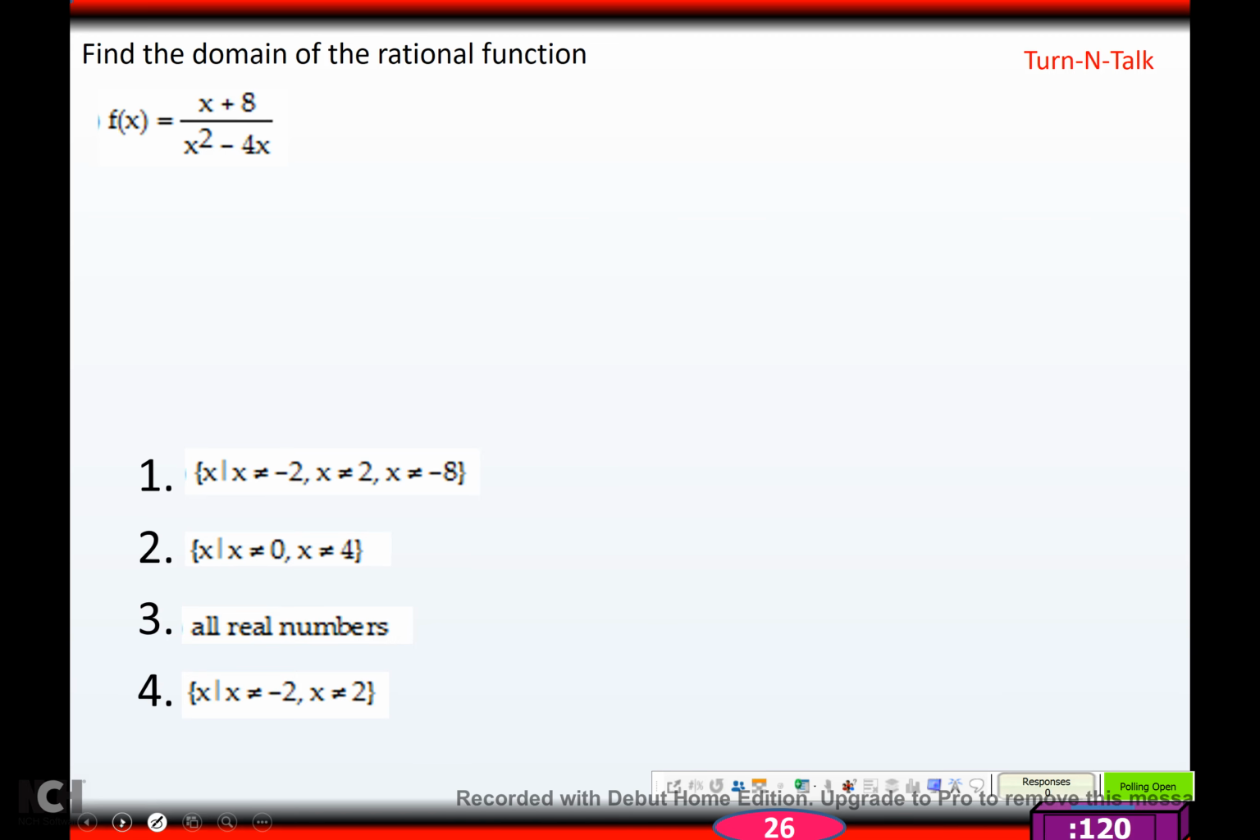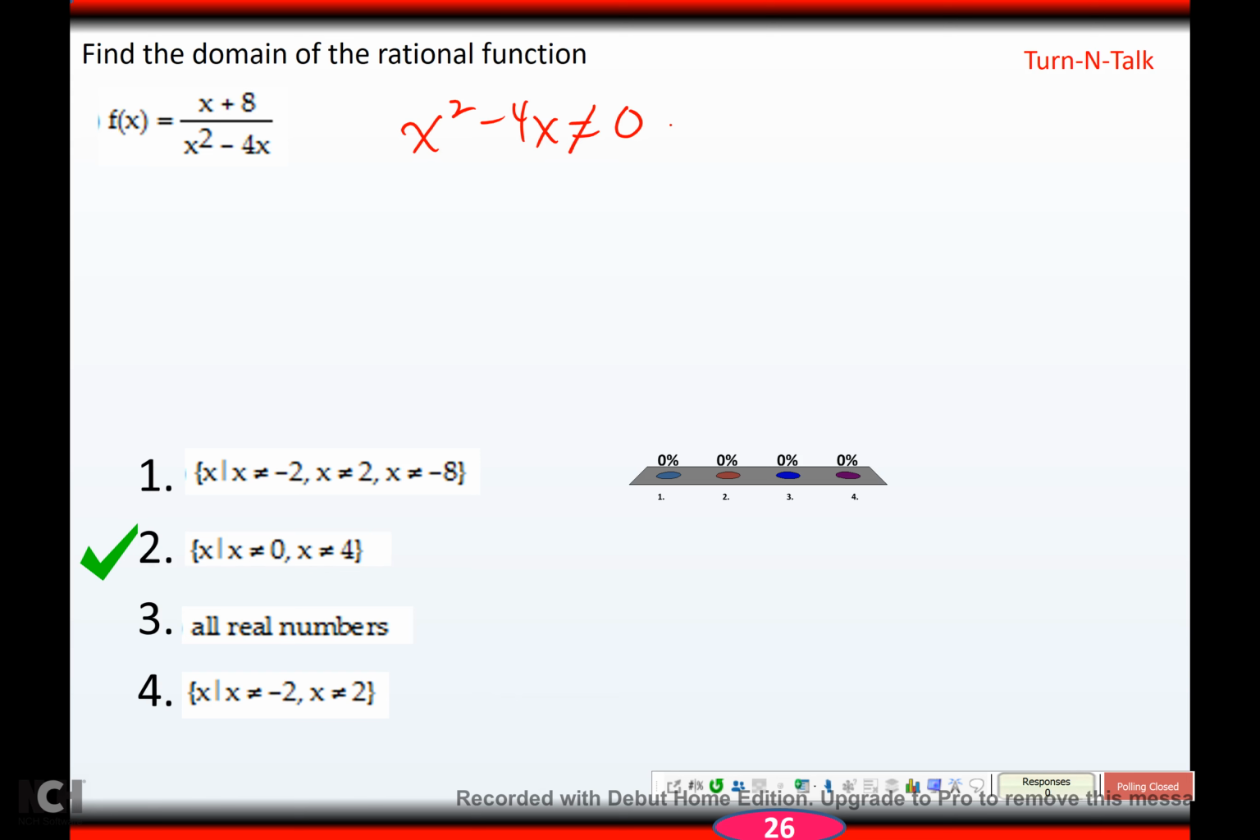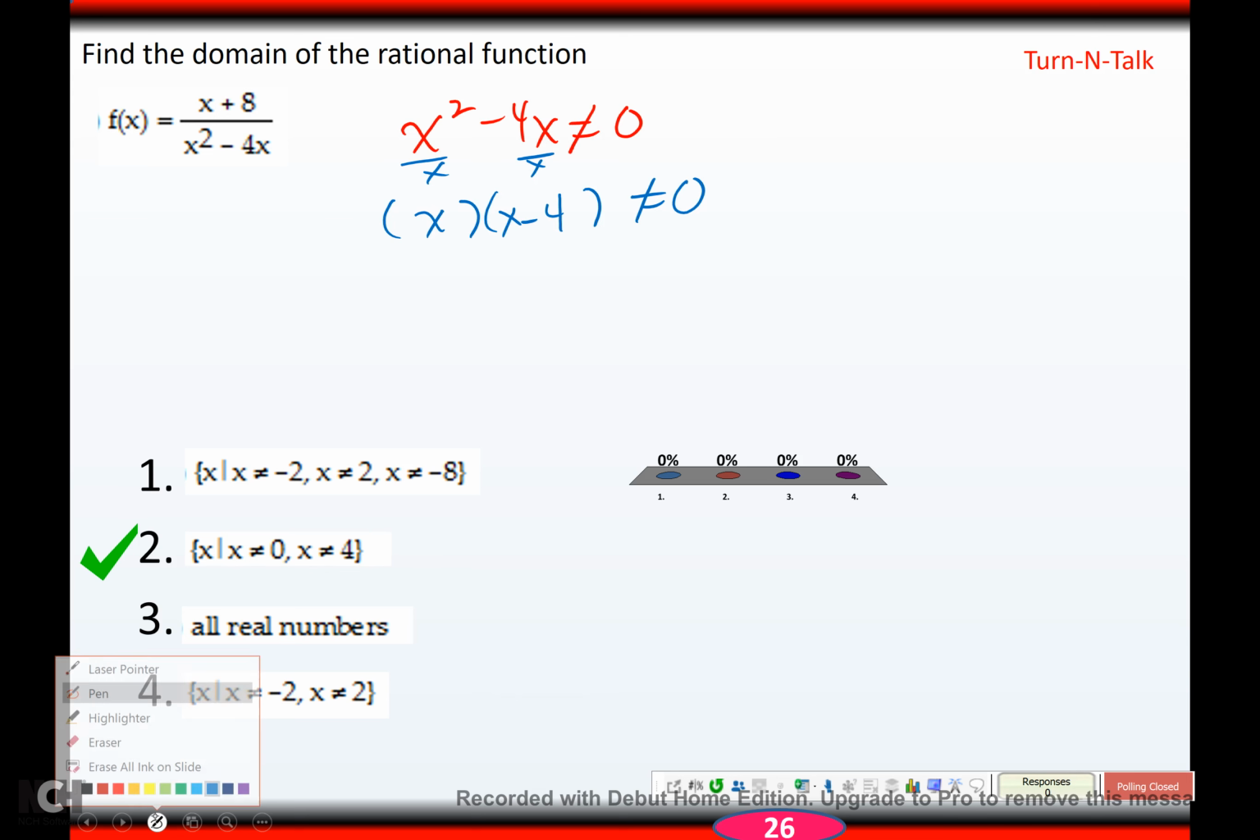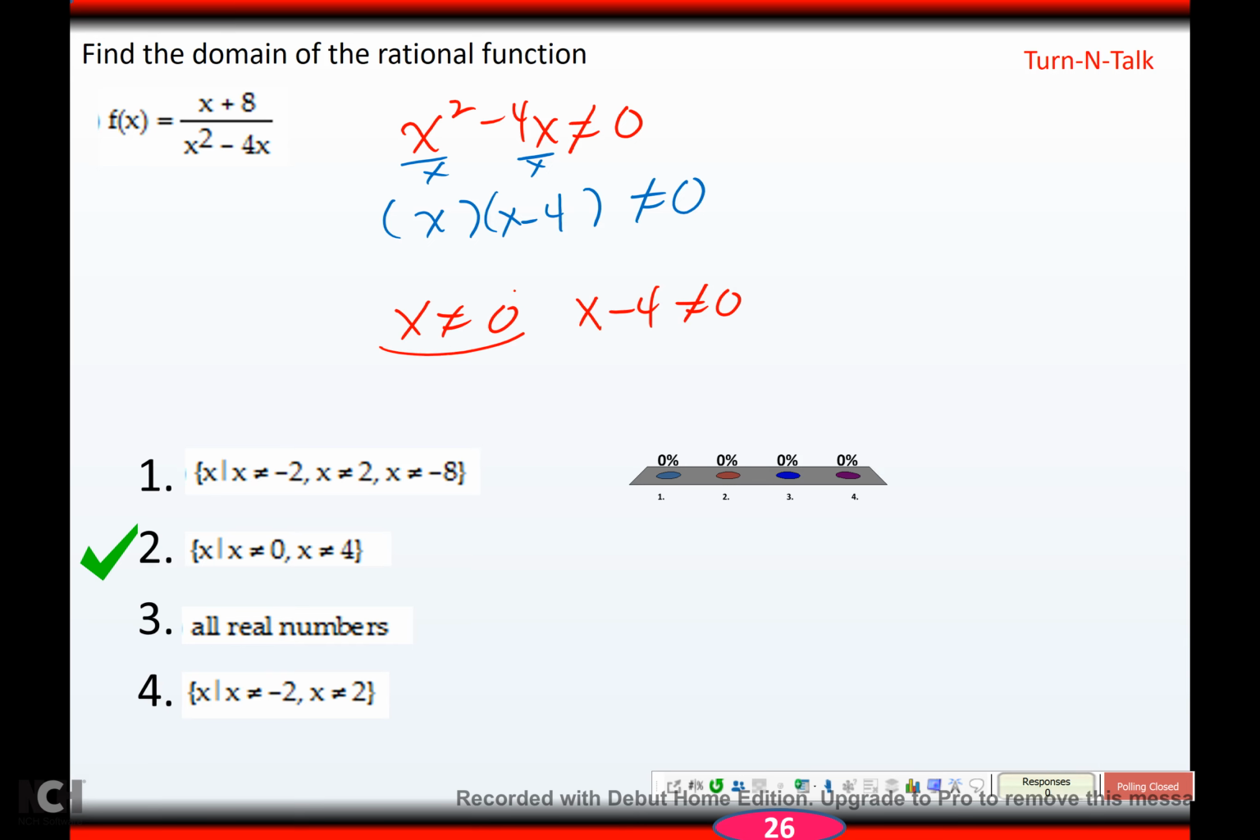And hopefully you get number 2. All right, so I say, Mr. Denominator, you may never equal 0. And I factor that, GCF times what's left, because it's only 2 terms. I can factor out an x. That would leave x minus 4. Then I say each factor can equal 0, so x can never equal 0, and x minus 4 can never equal 0. This one's done.